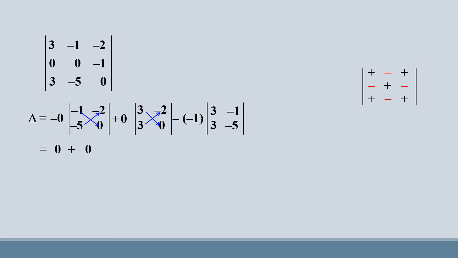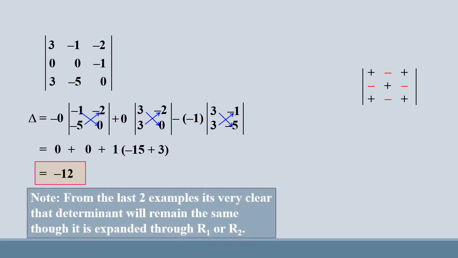So we are left with only the third determinant, that is the third element, and on simplifying we get minus 1 into: minus 1 into minus 1 is plus 1, 3 into minus 5 is minus 15, and 3 into minus 1 which is minus 3. So minus of minus 3 will be plus 3. On simplifying, we get minus 12. So from the last two examples, it is clear that the determinant value will remain the same even if we expand it with R1 or R2.